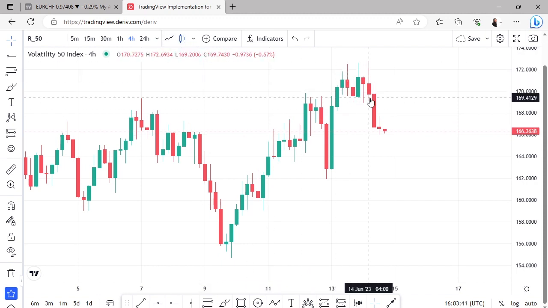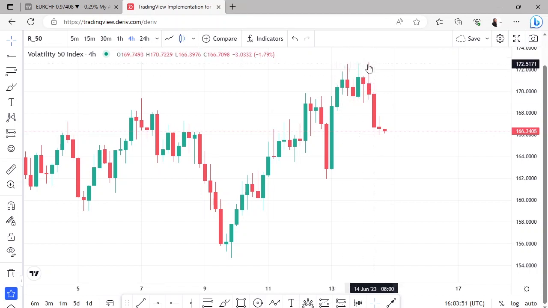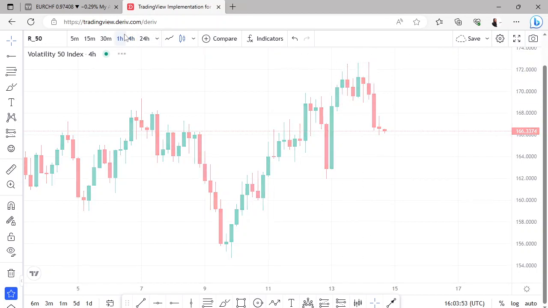You have studied the bigger time frame. You know that you have a bigger time frame. You have a double top on the bigger time frame, or you can call it a triple top. So you go to your 1 hour time frame.